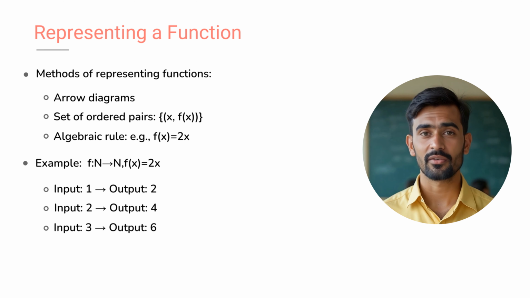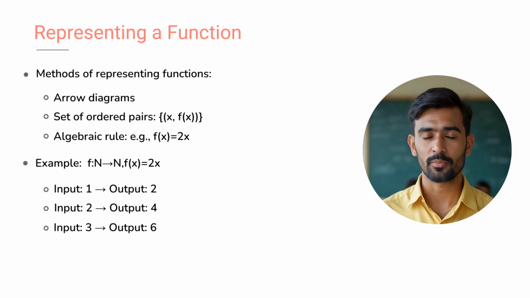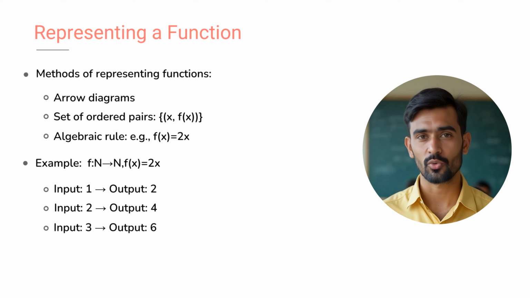You can represent a function in many ways. Arrow diagrams draw arrows from inputs to their outputs. Set of ordered pairs, like (x, f(x)). Algebraic rule, like f(x) = 2x or f(x) = x². Here's an example. Let f from N to N be defined by f(x) = 2x, where N is the set of natural numbers.